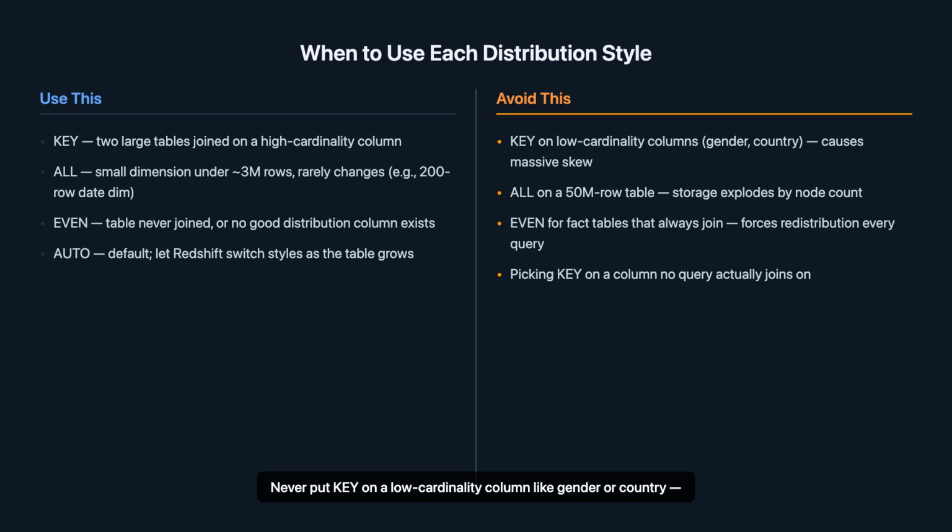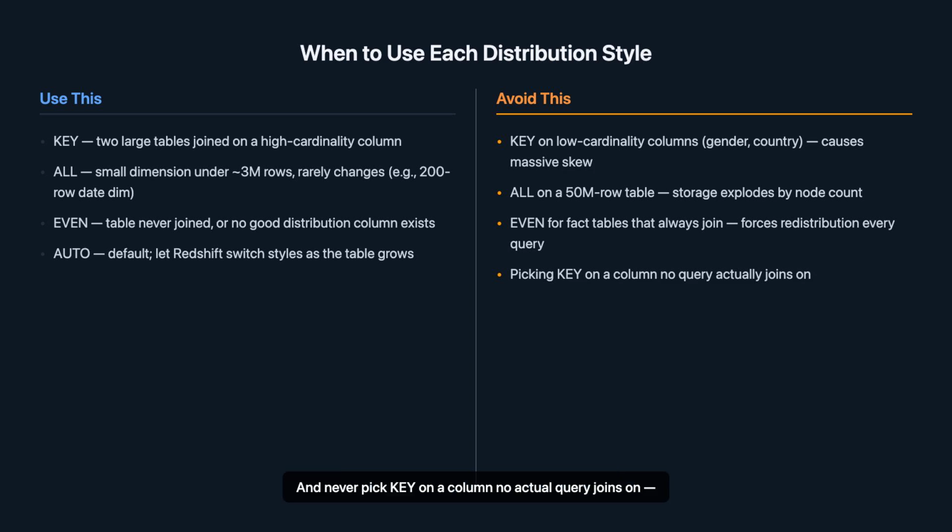Never put KEY on a low cardinality column like gender or country. Every row with the same value hashes to the same slice, and one node ends up holding 80% of the data. Never put ALL on a 50 million row table. Your storage multiplies by the node count.